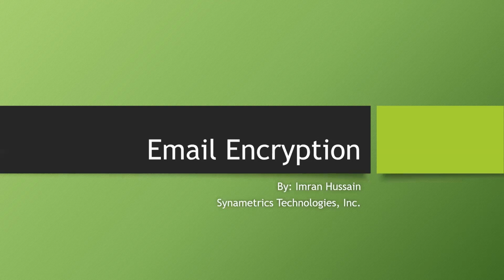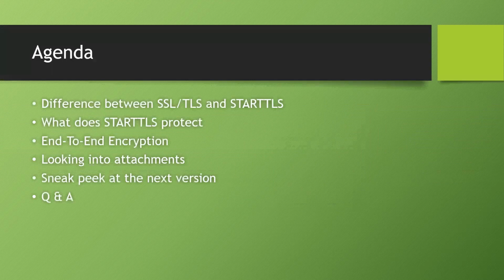So today we're going to talk about email encryption and making sure that, if you are trying to send any sensitive data out, nobody can take a look at it. Another thing that we're going to talk about, actually, let me move the slides to the agenda. And so the agenda is, we're going to talk about what is the difference between SSL and Start TLS. What does Start TLS provide? What is the reason why we need end-to-end encryption, and so on and so forth.